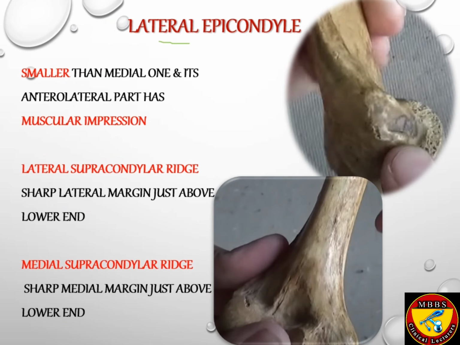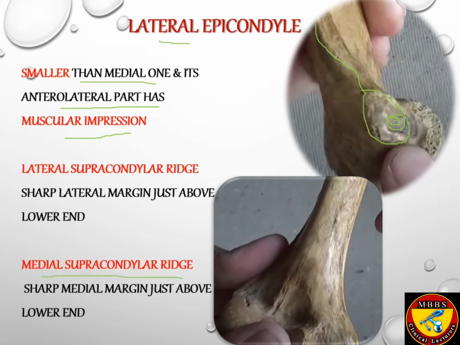Lateral epicondyle is smaller than the medial one. It is on the anterior lateral part. It has a muscular impression. This is the lateral epicondyle as compared to the medial, it is smaller, with a muscular impression. Superior to that, this is the lateral supracondylar ridge, which forms the lateral border.